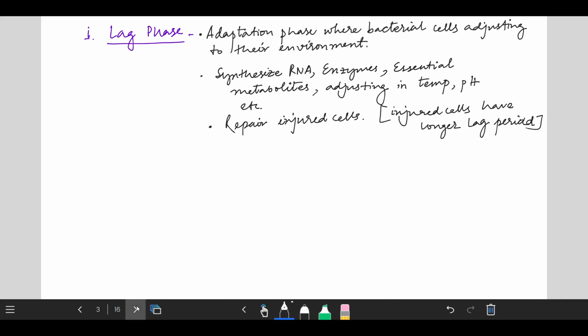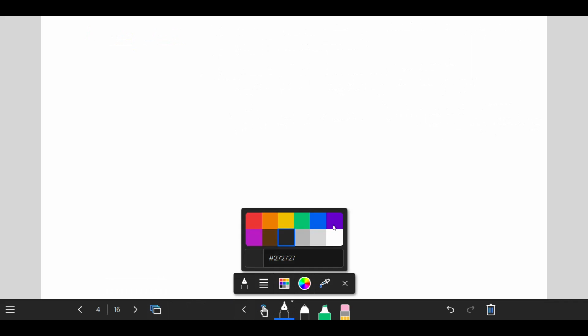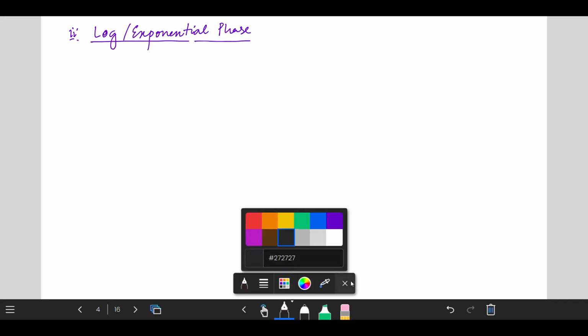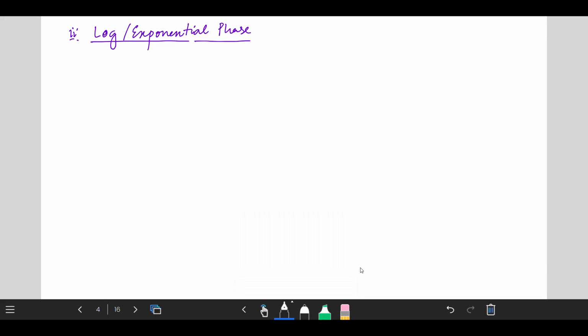Now, the second phase is log phase, also known as exponential phase. Why is this known as log phase or exponential phase? Because it shows a logarithmic increase of bacterial cell growth. Okay, that's why it is known as log phase or logarithmic phase or exponential phase. So what happens in this phase?